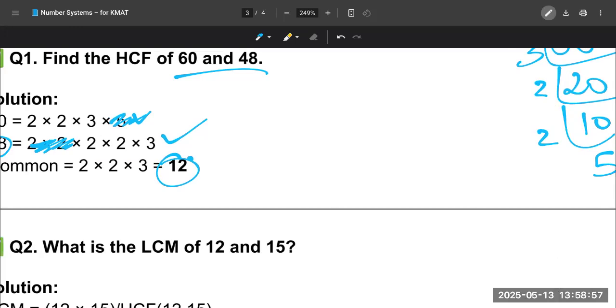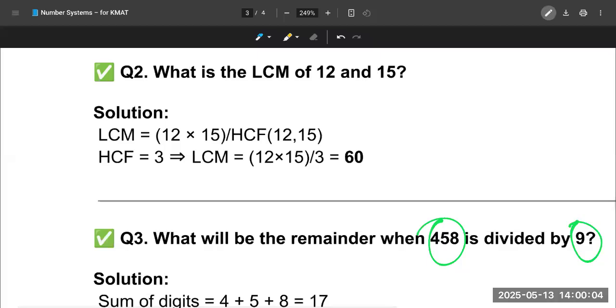Factorized. First I factorized 12, then 15. Then I got the HCF as 3. So there's a formula: LCM is equal to the numbers multiplied, divided by HCF. That's how I got it.